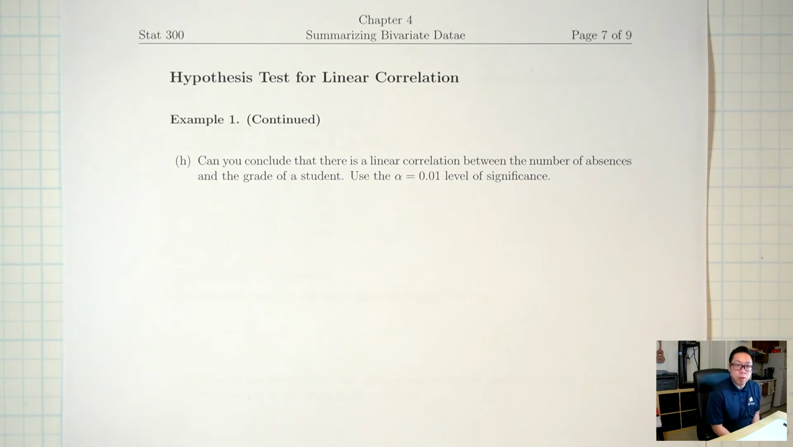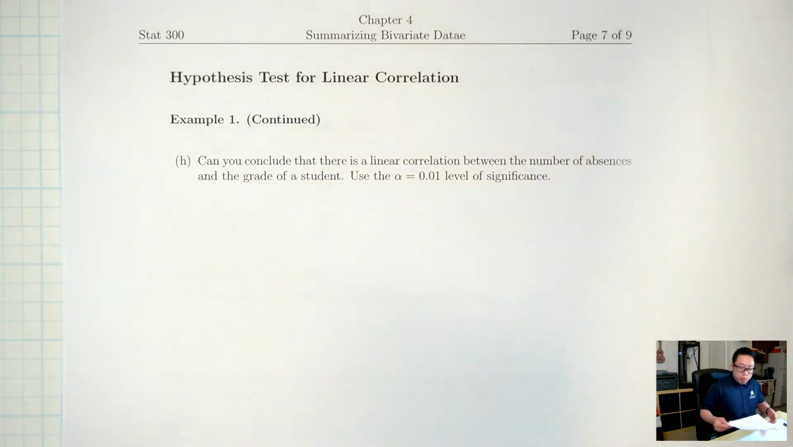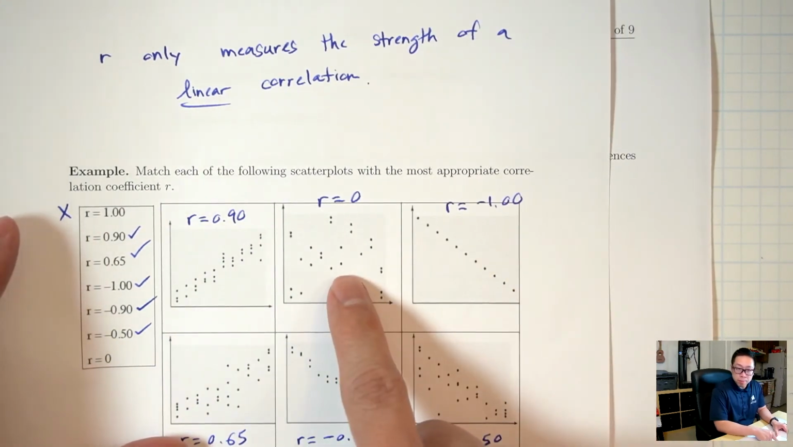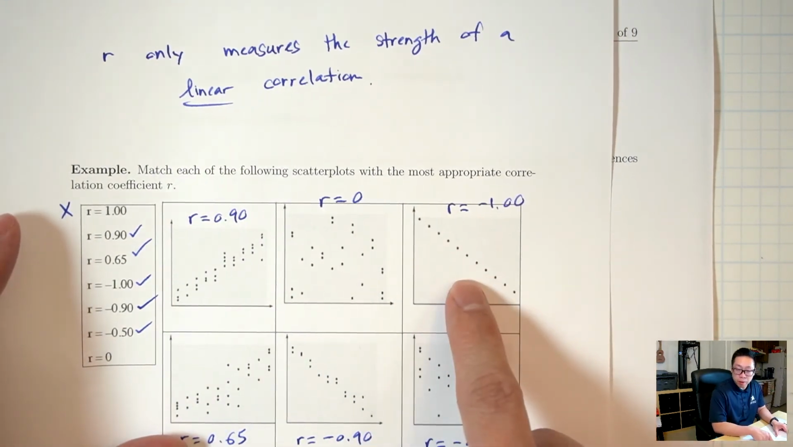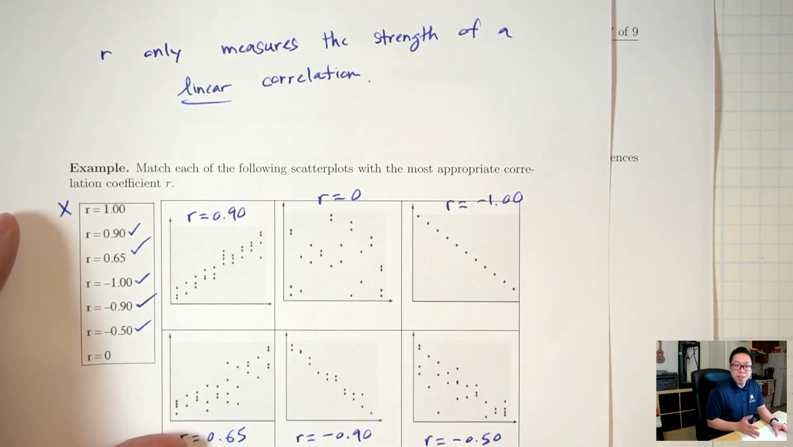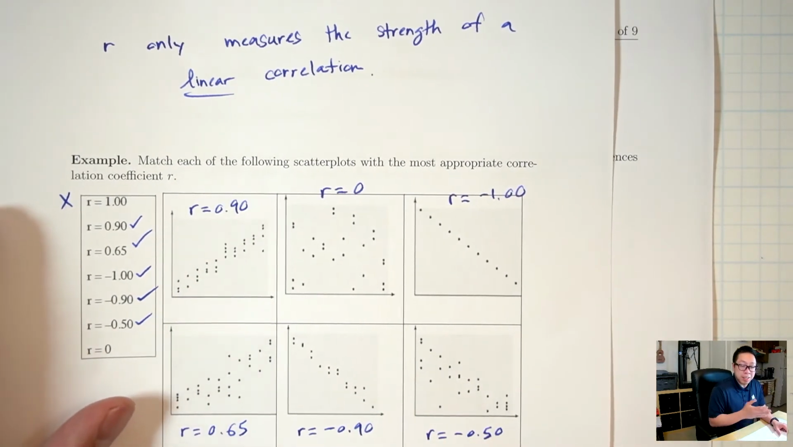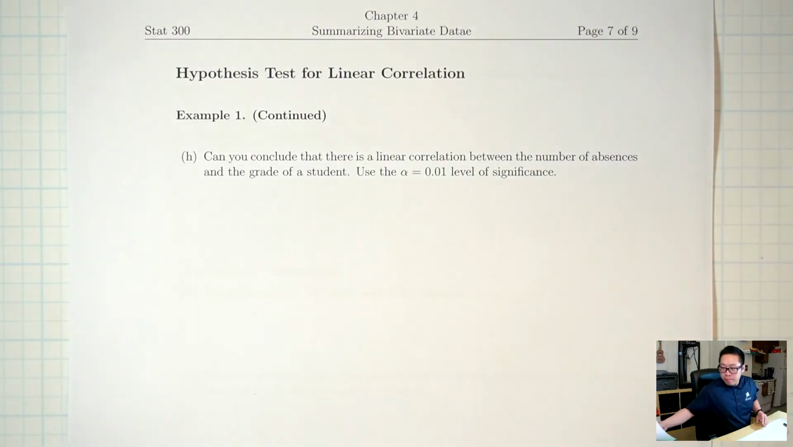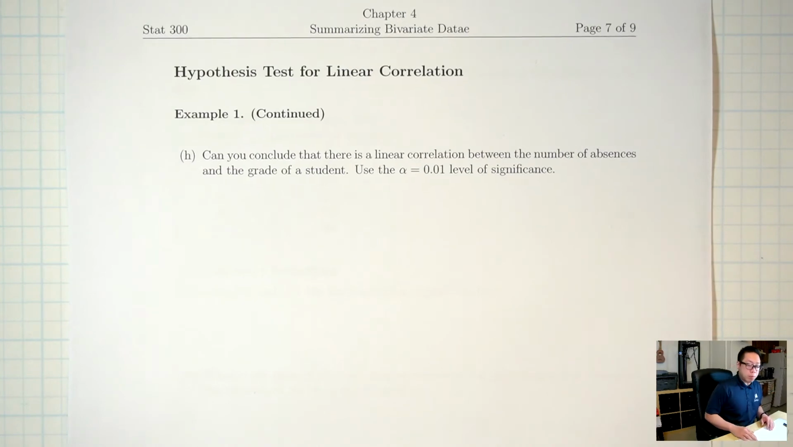Hypothesis test for linear correlation. Can you conclude that there's a linear correlation between the number of absences and the grade of a student? We said that this picture is no correlation at all, and this picture is a perfect linear correlation. The question is, where is that dividing line? How close to a line does the data have to be for us to say that it's a linear correlation? There is no one dividing line. We have to decide using a hypothesis test.